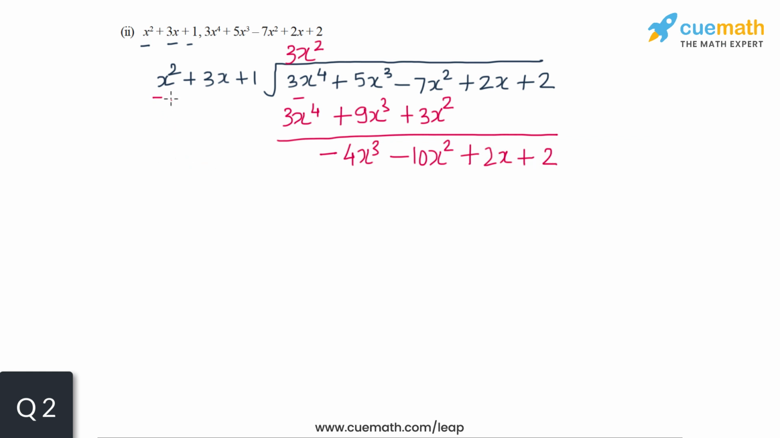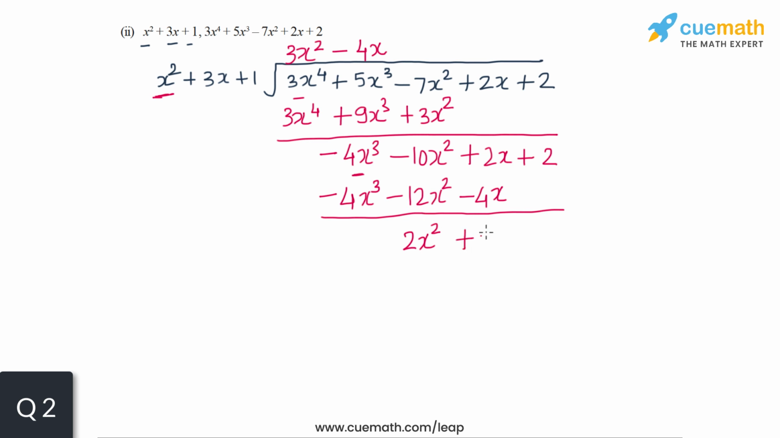Now the next multiplier we need is to turn x square into minus 4x cube, and this will be the multiplier minus 4x. Now this generates the terms minus 4x cube minus 12x square and minus 4x. So let's subtract again, and this time we will get 2x square from the quadratic terms plus 6x from the linear terms, and then we bring down plus 2 from the original constant term.